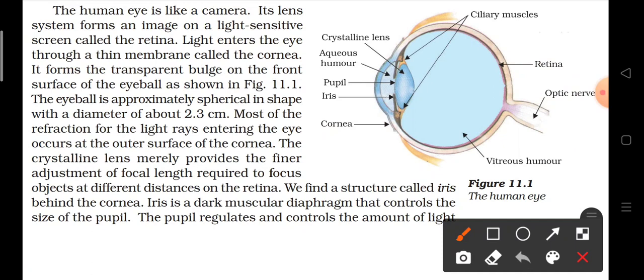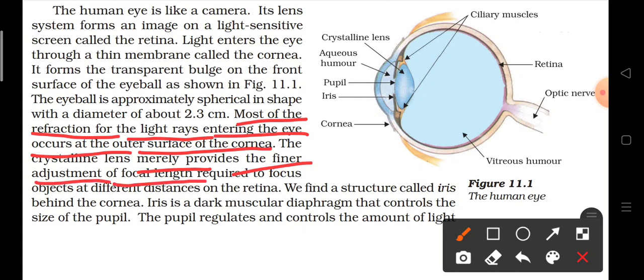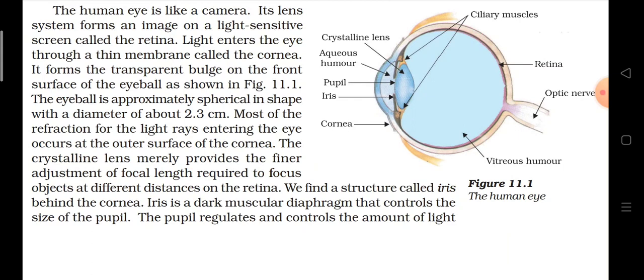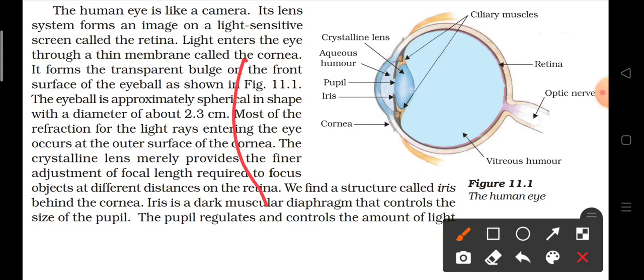Next, most of the refraction for the light rays entering the eye occurs at the outer surface of the cornea. जितनी भी लाइट हमारी आई के अंदर एंटर कर रही है वो कहाँ से पास हो रही है? रिफ्रैक्शन के थ्रू कॉर्निया से. Okay, so the crystalline lens merely provides the finer adjustment of the focal length required to focus the object at different distances on the retina. Now we know that when we studied the convex lens, we studied 6 cases.